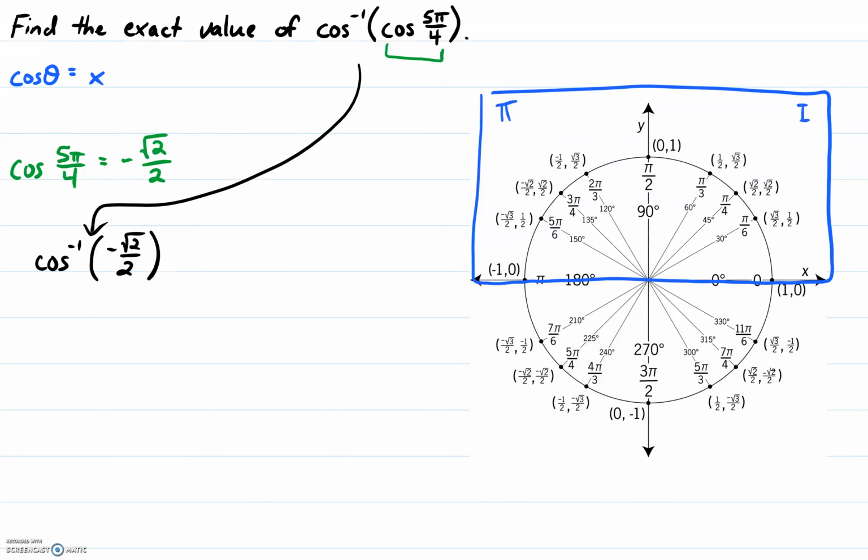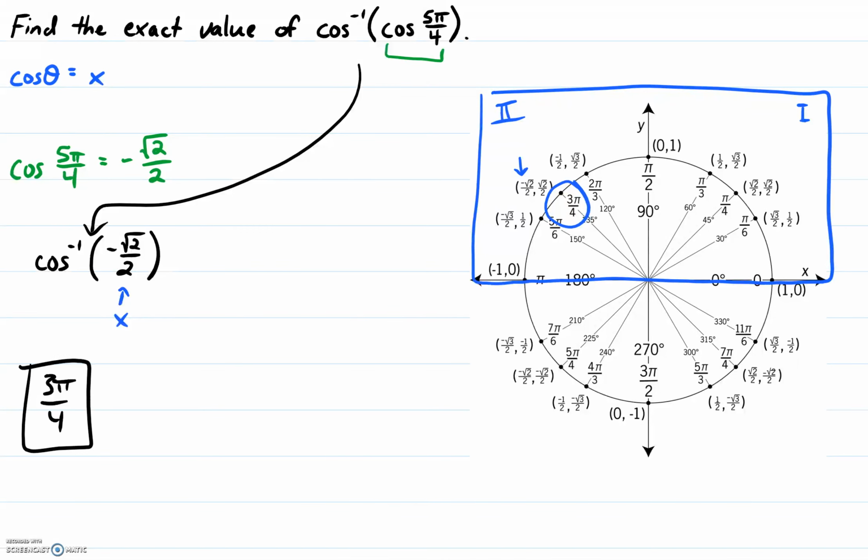And so looking in these quadrants, you can just kind of scroll along. We want negative square root of 2 over 2, and that happens right there. And so the angle associated with the x value of negative square root of 2 over 2 in quadrant 2 is going to be 3 pi over 4. And so that means that our overall answer is going to be 3 pi over 4.